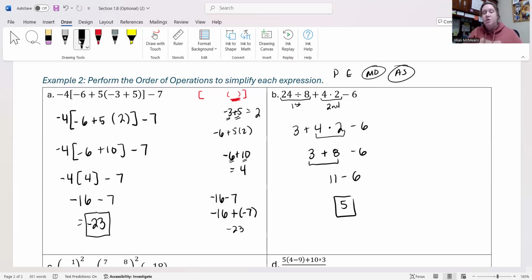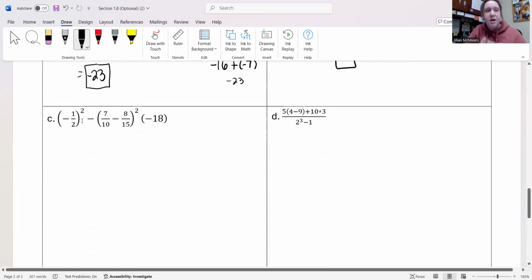And that's it. So I say that's it, like this is a piece of cake. They definitely take a little bit of work. They take a lot of organization, and I find that most of the time the issues with the order of operations is just a lack of organization. Be neat and organized, show your steps, watch your signs, and then just make sure you follow the order of operations as well. So let's look at part C.